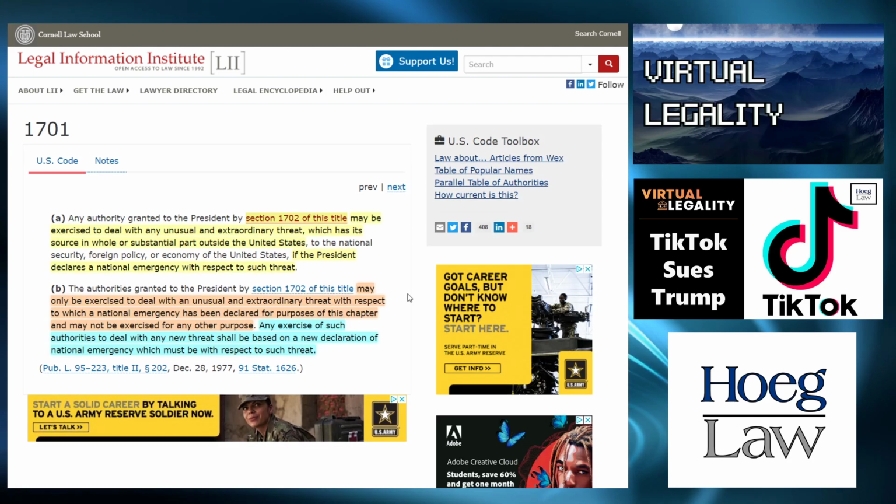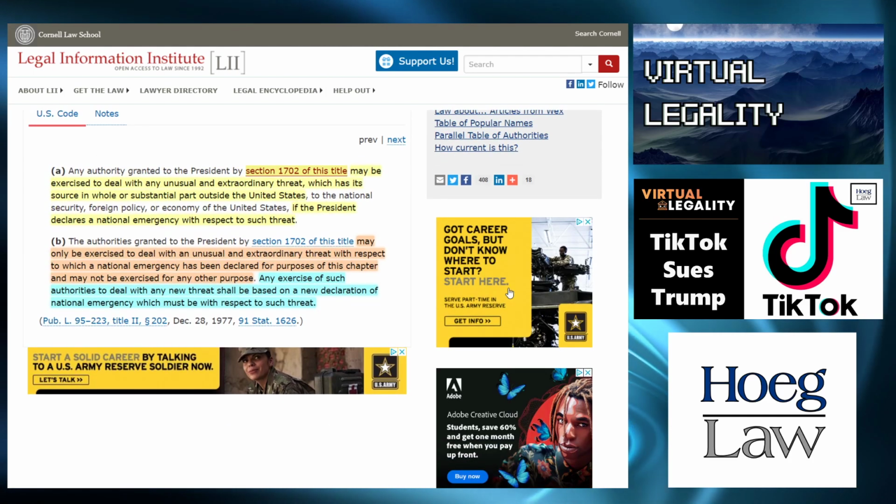Now, there are at least ostensible limits on that authority. In B here, we see that the authorities granted to the president may only be exercised to deal with an unusual and extraordinary threat with respect to which a national emergency has been declared, as we just said, and any exercise of such authorities to deal with any new threat shall be based on a new declaration of national emergency, which must be made with respect to such threat.